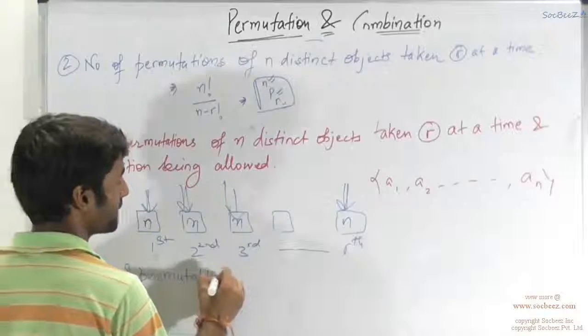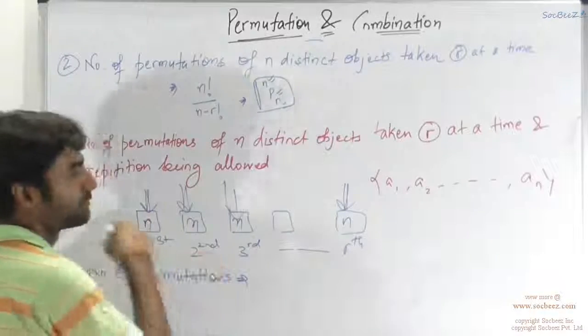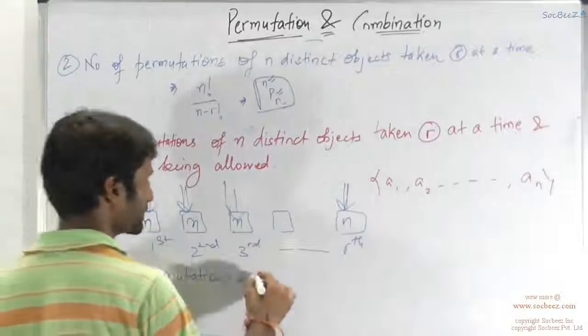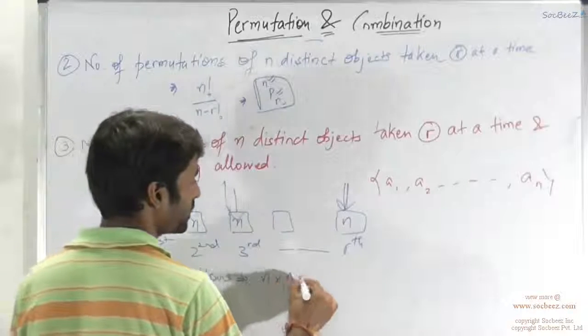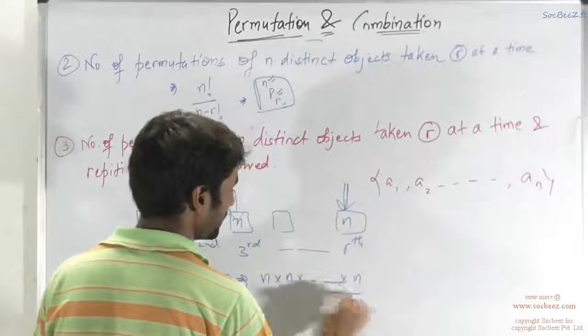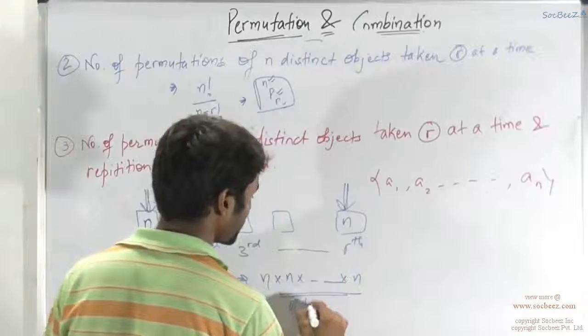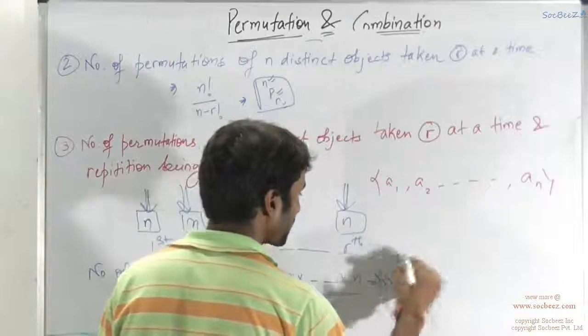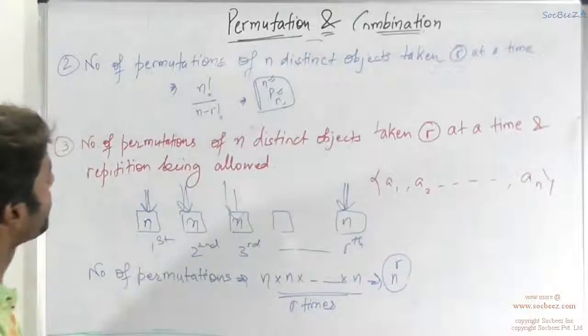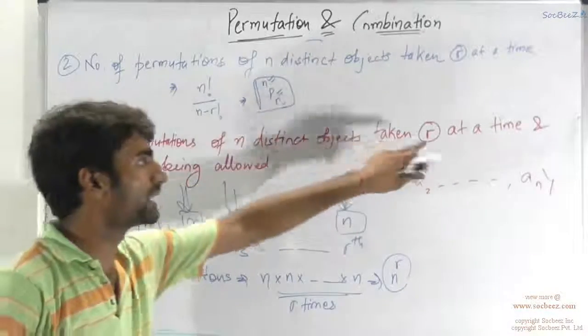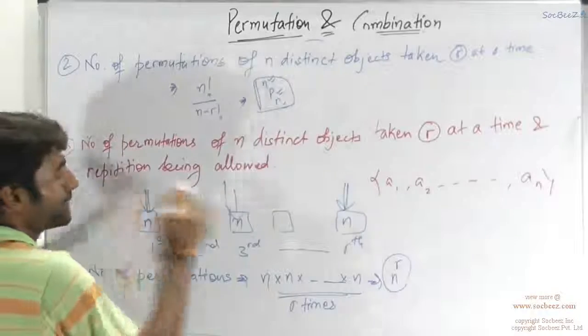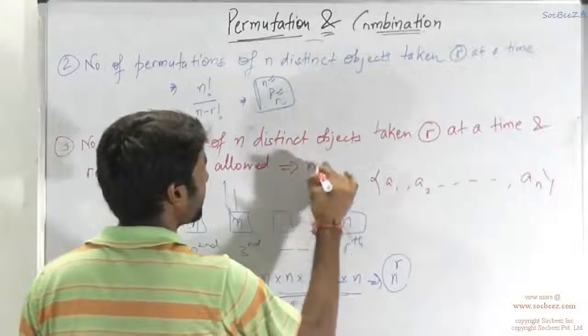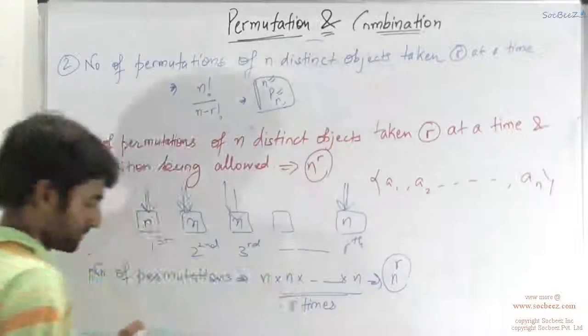would be the multiplication of the number of ways in which you can do these individual tasks, that is n into n into this, done r times. So this would give us n power r. So the total number of permutations of n distinct objects taken r at a time when repetition is allowed is given by n power r.